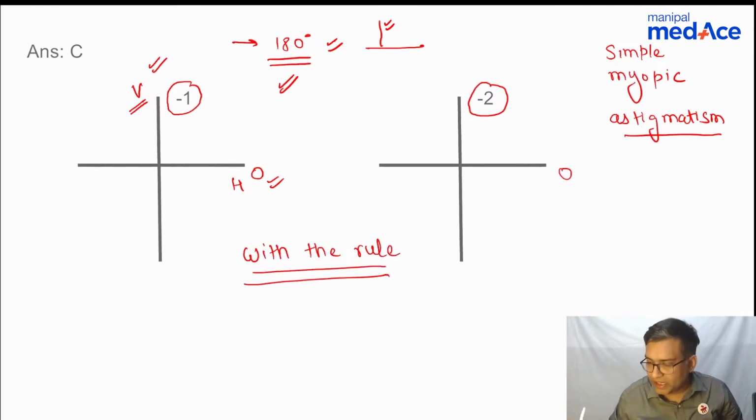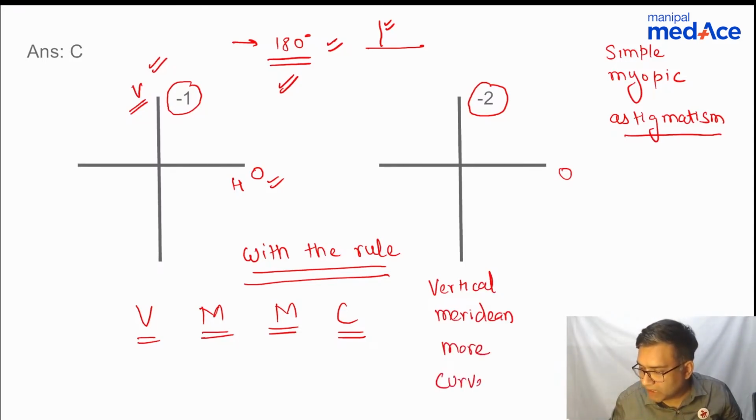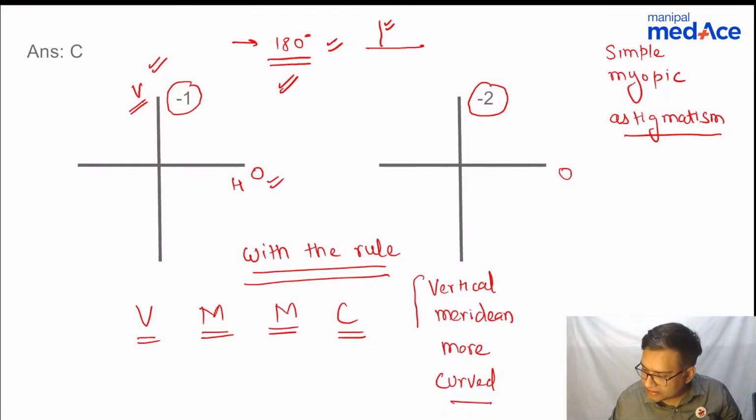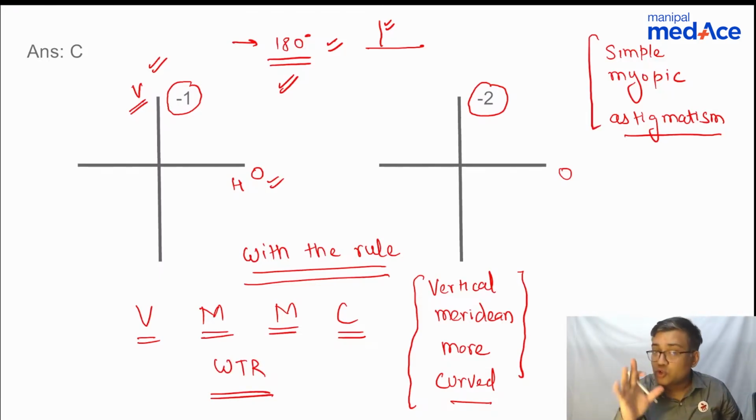With the rule astigmatism. You can remember it with the mnemonic VMMC. We have a very famous medical college in Delhi, Vardhaman Mahavir Medical College. So VMMC, where the vertical meridian is more curved. More curved means more myopic. So my vertical meridian is more curved, which means the patient has with the rule astigmatism. So the answer here is simple myopic astigmatism and with the rule astigmatism. Astigmatism is a very important topic, asked twice in the last 3 years, so please do a lot of questions on it.